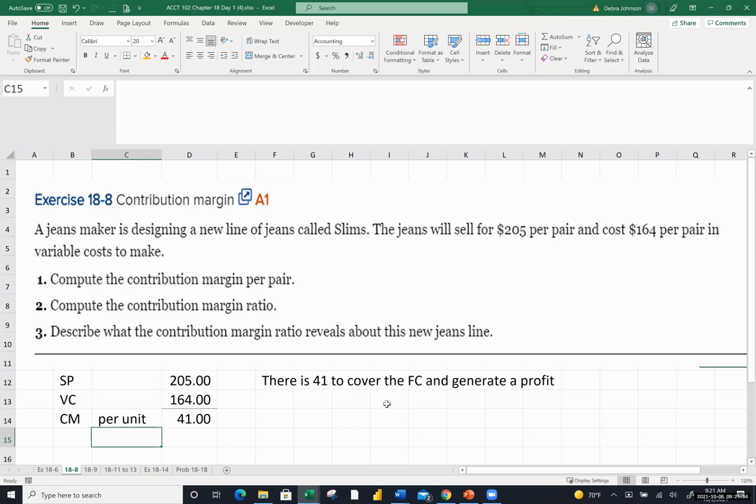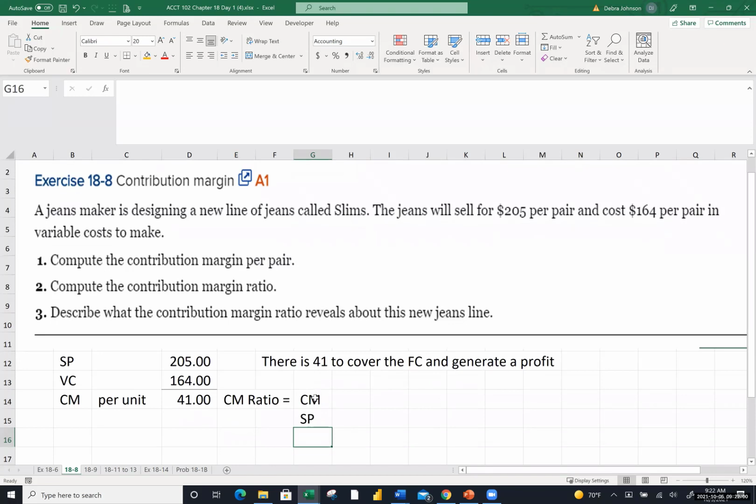Okay, now they didn't tell us how many jeans we were going to sell, so I can't tell you what it is in total dollars, but I can tell you what it is as a percentage. So this contribution margin ratio is going to become very important. I'm going to write down what that means. This is what number 2 wants. The contribution margin ratio is equal to the contribution margin divided by the selling price.